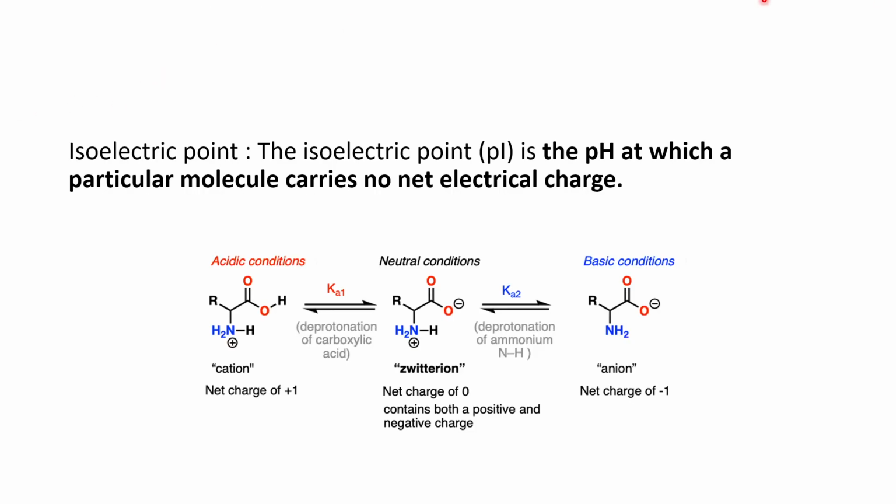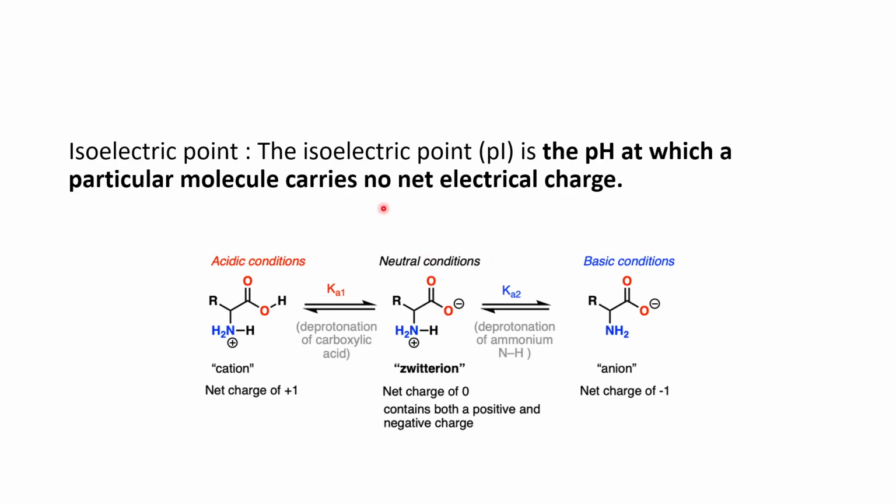Okay. So yeah, the isoelectric point is a pH at which the particular molecule carries no net electrical charge. I'll give a simple example. In this case, we are looking at amino acids. At the isoelectric point, amino acids can exist as zwitterions, where the net charge is zero. So there is an equal amount of minus and plus charges, so the net charge is zero.